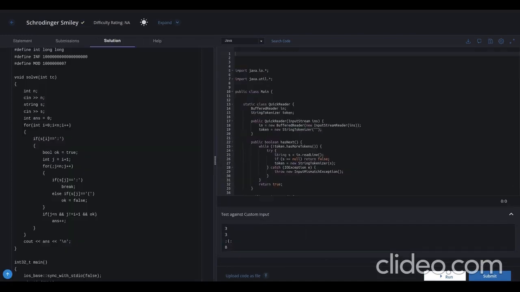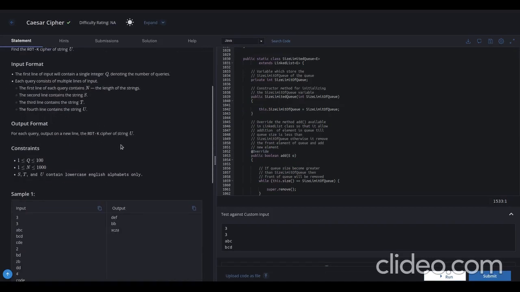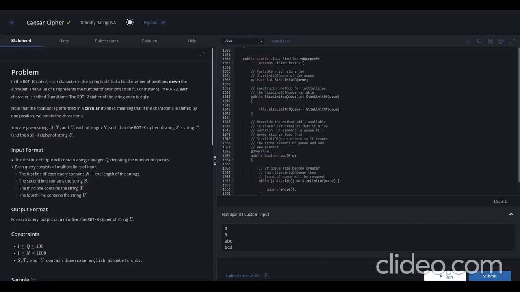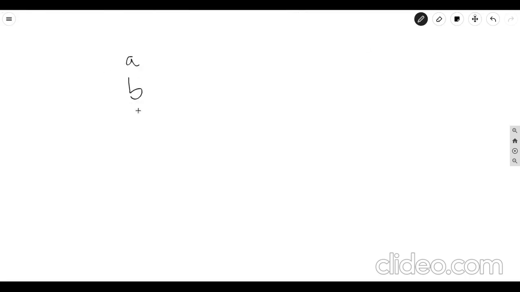Now the third question is somewhat related to cryptography. So here we are given 3 strings, A, B, C. We have shifted the characters of A by some integer k into B, and we want to shift C using the same integer. So how can we do this?